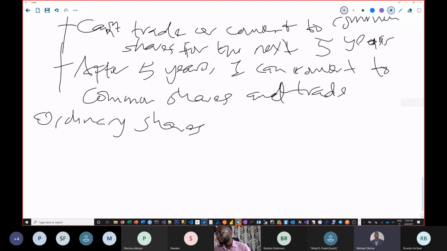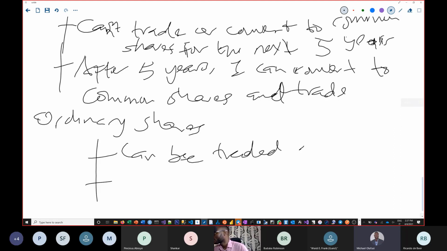So for the ordinary shares, it doesn't come with any of all those, it's just the normal shares. That's the best way to put it, because that's what you see usually everywhere. So now, practically, this one can be traded easily. It's the usual one.